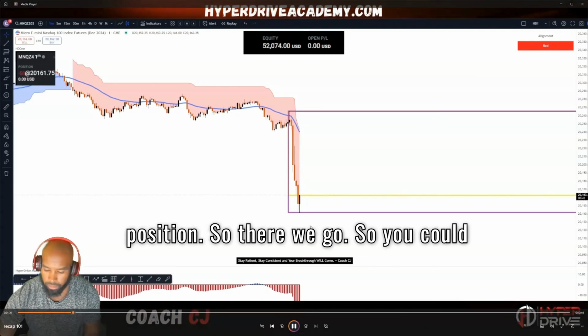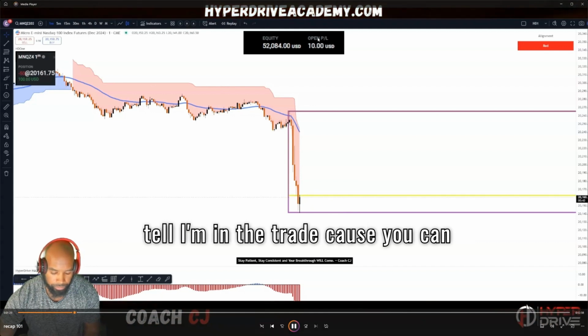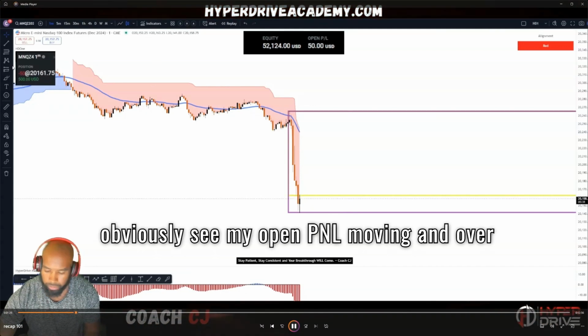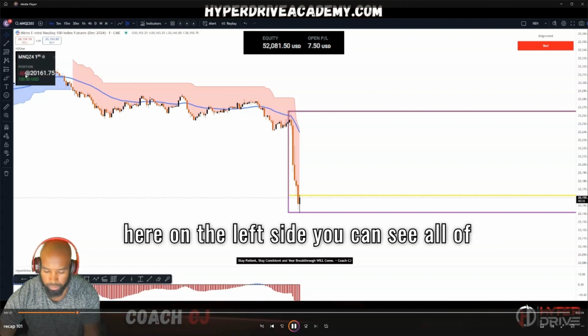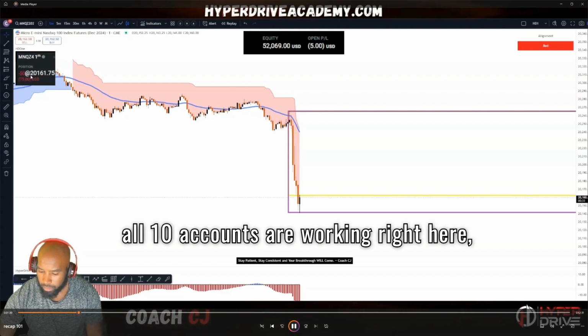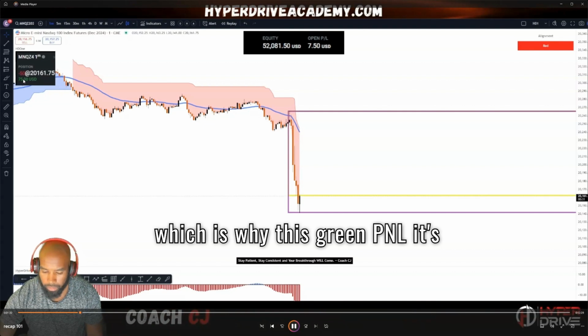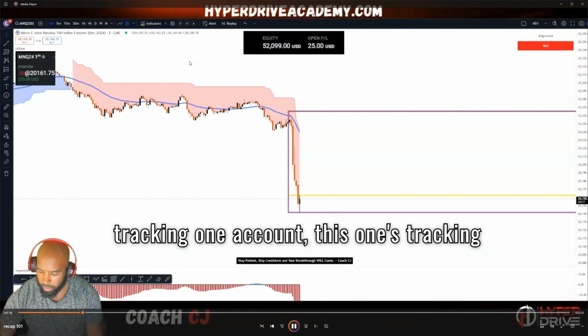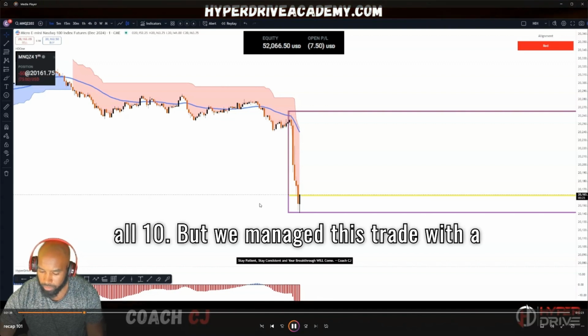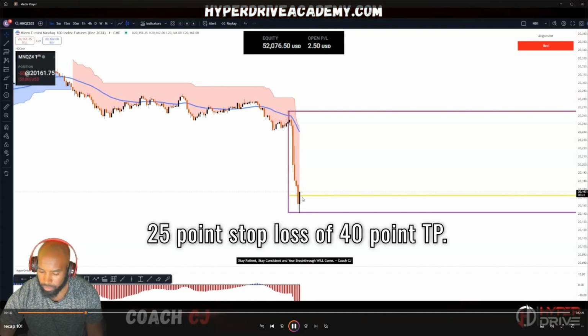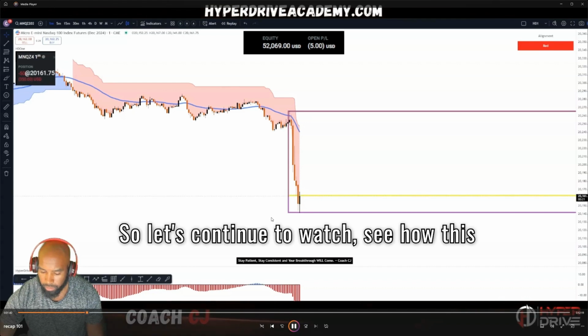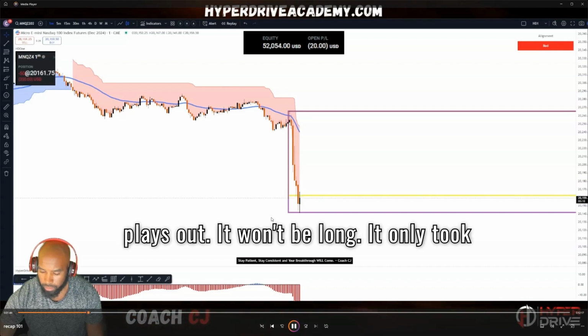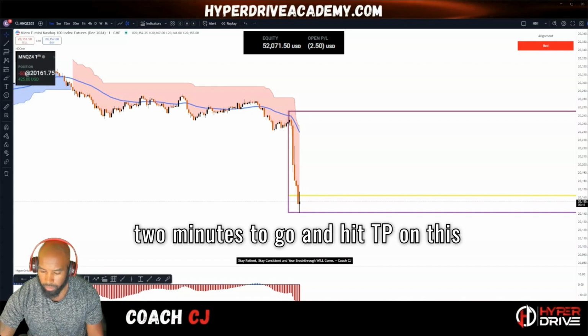So there we go. You can tell I'm in the trade because you can see my open P&L moving. Over here on the left side, you can see all 10 accounts are working, which is why this green P&L is different from this one, because this is tracking one account, this one's tracking all 10. We managed this trade with a 25-point stop loss, 40-point TP. So let's continue to watch how this plays out. It won't be long. It only took 2 minutes to hit TP on this trade.